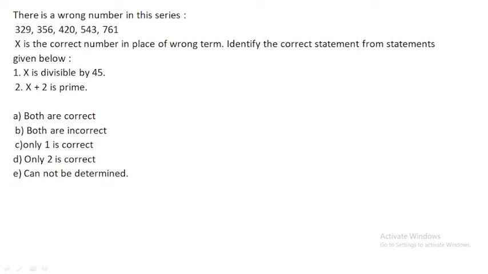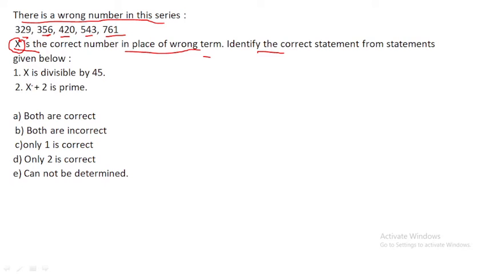And our next question is based on the wrong number series. There is a wrong number in this series: 329, 356, 420, 543, and 761. So these are the numbers which are given to us. X is the correct number in place of the wrong term. The wrong number will be replaced by the correct term X. Identify the correct statement from the statements given below. So we have to analyze which statement is correct.